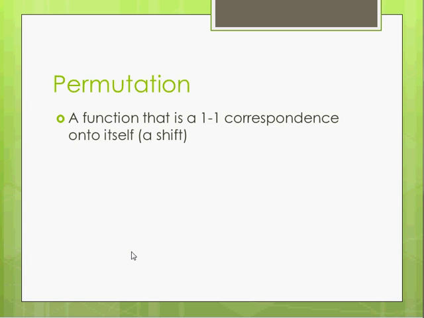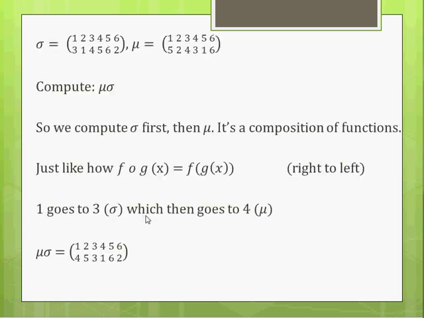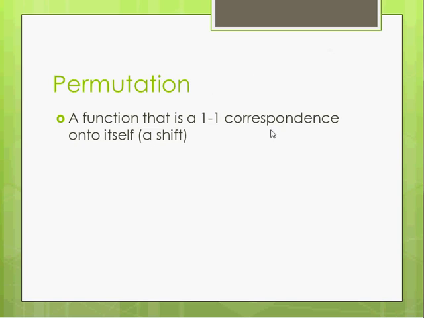And so the formal definition of a permutation, it's a function that's a one-to-one correspondence onto itself. You can say a shift. The range will be equal to the outputs. In other words, and also the domain equals itself, doesn't it? Because it's a one-to-one correspondence onto itself.